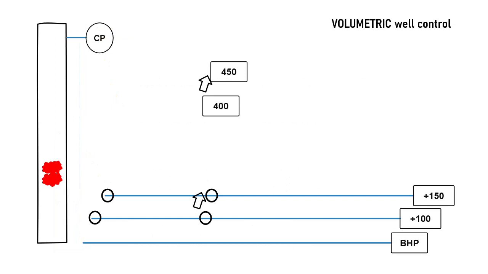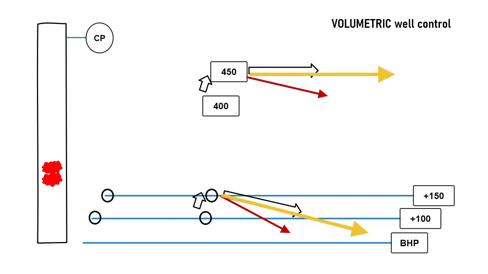Remember to bleed off very slowly, to maintain casing pressure constant. If casing pressure decreases, then the bottom hole pressure will decrease too much, and could go below the safety margin. If the mud that has been bled off is more than the calculated volume, then the bottom hole pressure will also decrease too much, and could go below the safety margin.